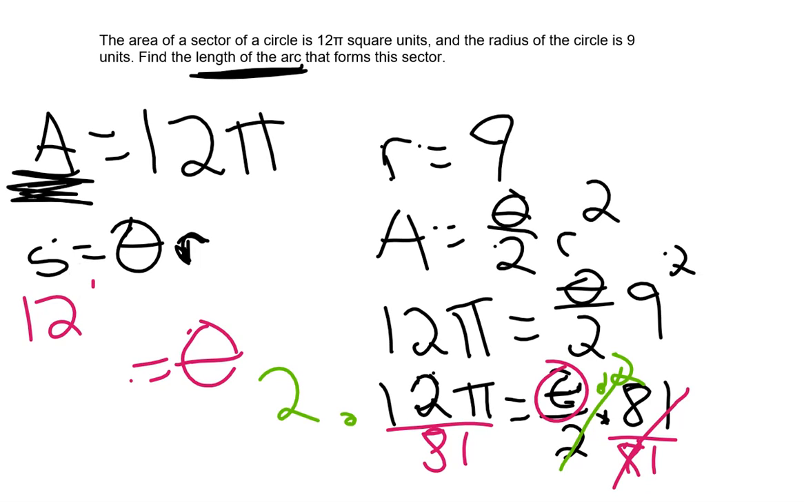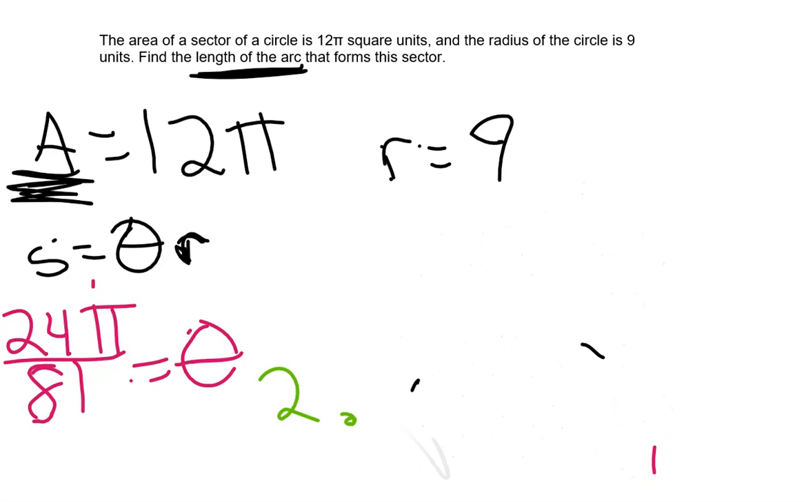Oops, I'm sorry. That's supposed to be a 24, because remember we did 12 times 2, which is 24, times pi divided by 81. And now really, since this is radians, we don't have to work it out. We can convert it over to degrees if we wanted to, but since this is radians, we don't even have to worry about that.